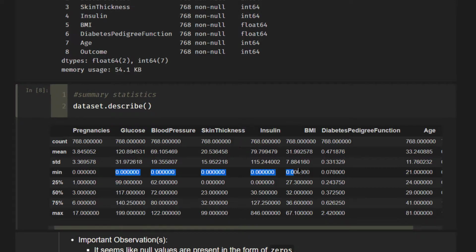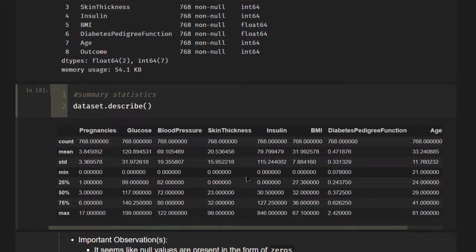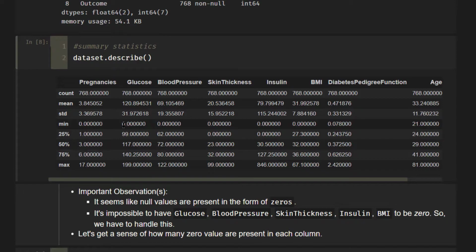Now, this is actually not possible, of course, provided the person is not dead. If the person is dead, then this might be possible, but I don't think that's the case here. So this is not possible, right? So it seems like the null values are present in terms of these zeros. So we need to take care of them, right?